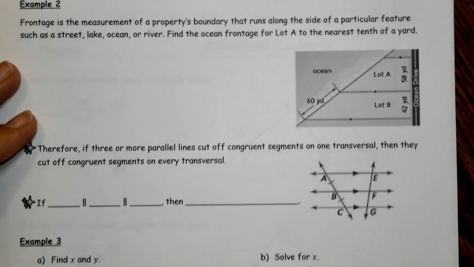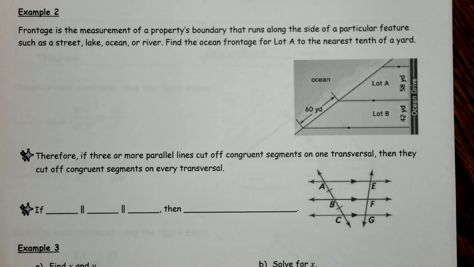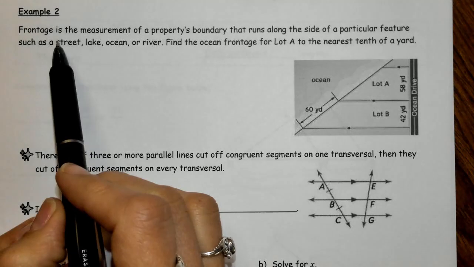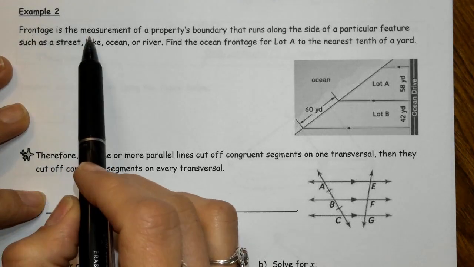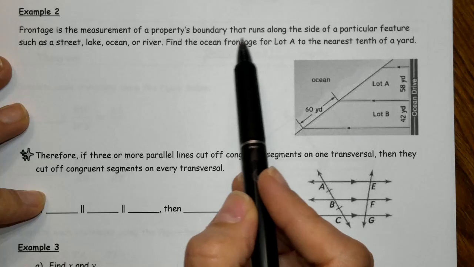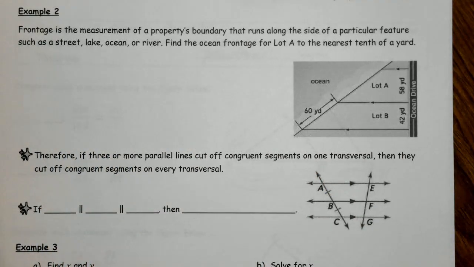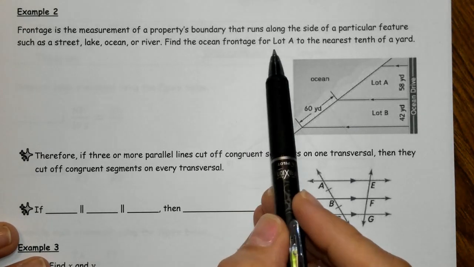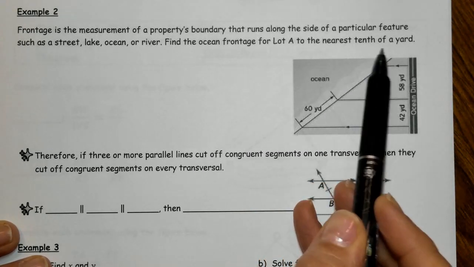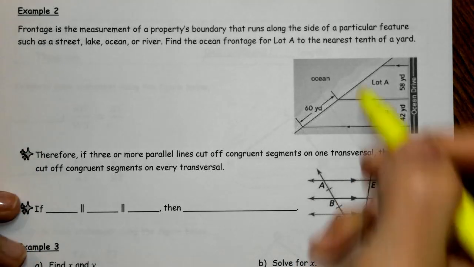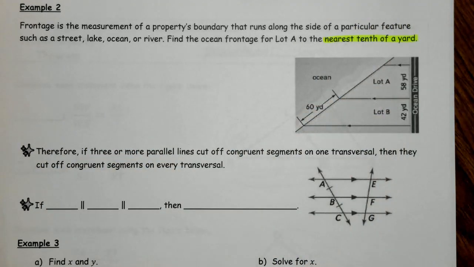Now another thing to talk about, let's work on a problem first. Sorry, getting ahead of myself. The frontage is the measurement of a property's boundary that runs along the side of a particular feature such as a street, lake, ocean, or river. That won't be on your test. We want to find the ocean frontage for lot A to the nearest tenth of a yard.